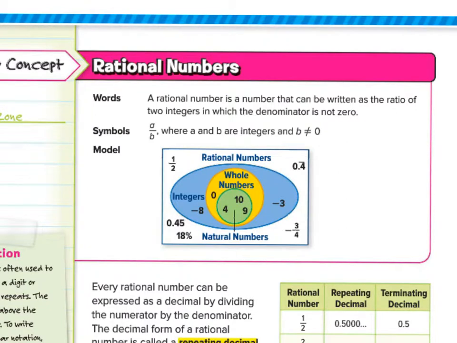Okay, and here's our key concept. This is the main lesson. If you're going to walk away with anything, it's this. So what is a rational number? A rational number is a number that can be written as the ratio of two integers in which the denominator is not zero, because division by zero is undefined. So we have a/b, where a and b are integers and b cannot equal zero. And let's look at this graph.